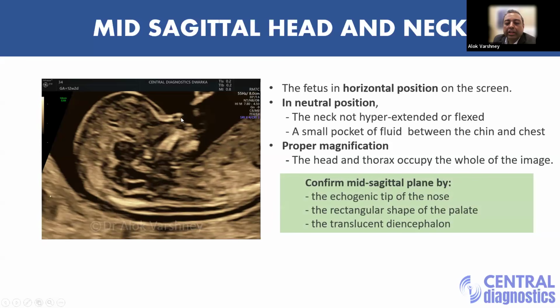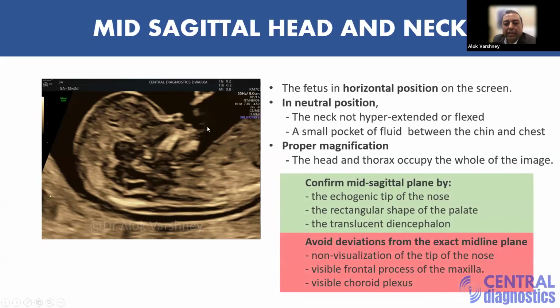If we see the echogenic tip of the nose, the palate should appear rectangular shaped, and we should be seeing the translucent diencephalon over here. If we do not see the tip of the nose, or if the palate is not rectangular, or if we are seeing some echogenic structure over here, that's the frontal process of the maxilla. Sometimes we see choroid plexuses over here, the ventricles. That means, of course, we are not in the proper mid-sagittal plane. So we should try getting a proper image like this, and that's when the measurements are going to be proper.